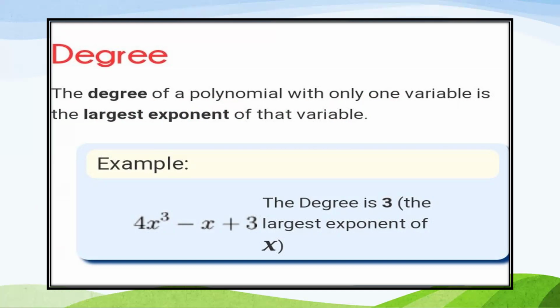Here in this example, we see 4x cubed minus x plus 3, right? Now what will be the degree of the polynomial? Here we can see that the largest power in this expression is 3. So the degree of the polynomial is 3. What is the meaning of degree of the polynomial? It means the largest exponent in the expression, right? So here the largest power of the variable is 3, right?